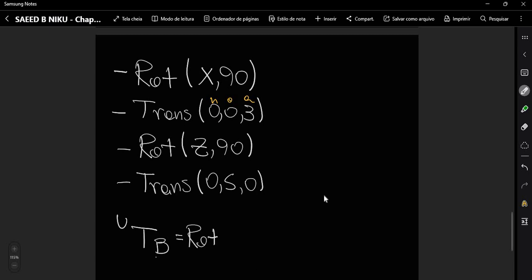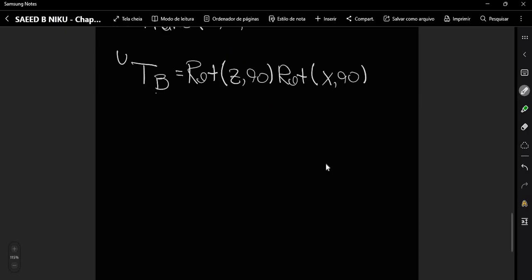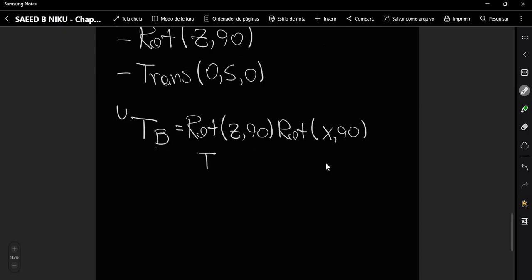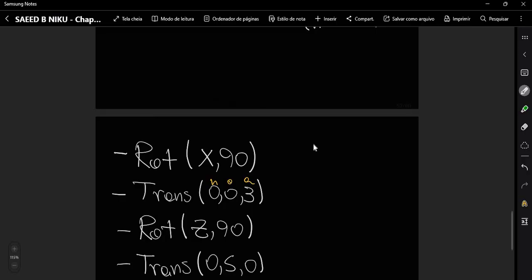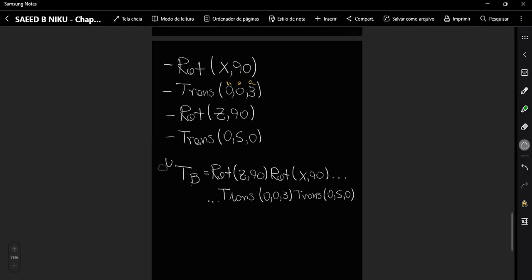So it is rot of Z of 90 degrees, rot of X of 90 degrees, followed by translations, transformations. And that's it, the letter B.